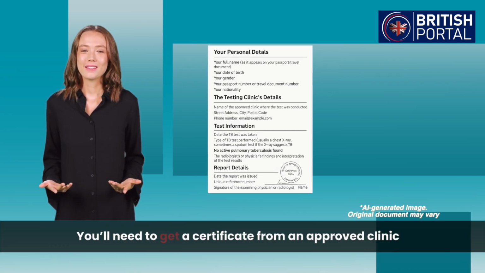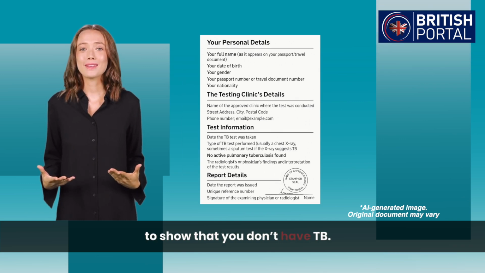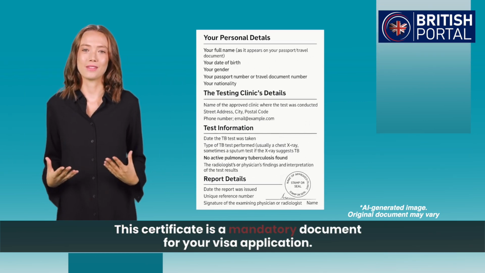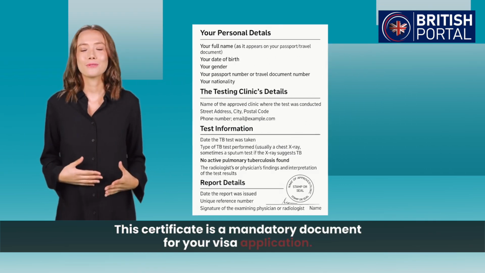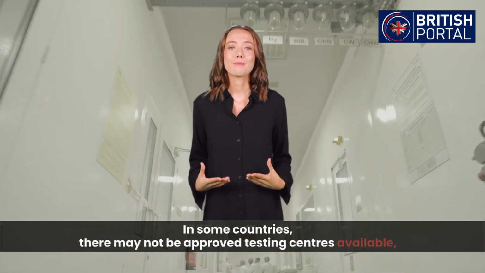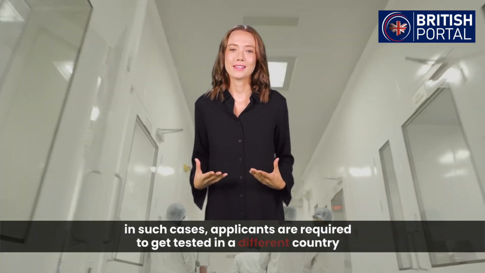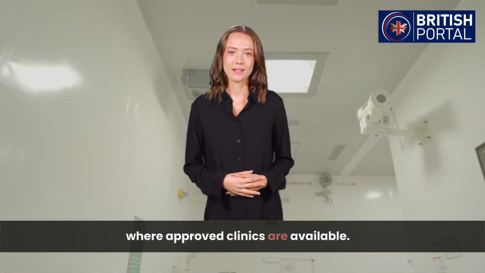You will need to get a certificate from an approved clinic in your country to show that you don't have TB. This certificate is a mandatory document for your visa application. In some countries, there may not be approved testing centers available. In such cases, applicants are required to get tested in a different country where approved clinics are available.